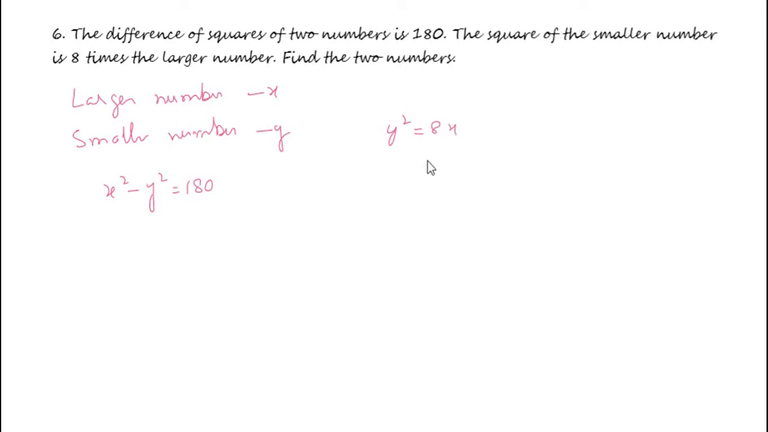Let us substitute that here in this. x square minus 8x minus 180 equal to 0. This is the quadratic equation. We need to solve this. AC is 1 into minus 180, so it is minus 180. The middle term is minus, so one of the terms is plus and the other term is minus. Since middle term is minus, the larger term is minus, smaller term is plus.